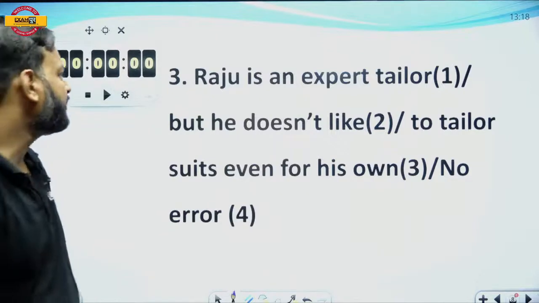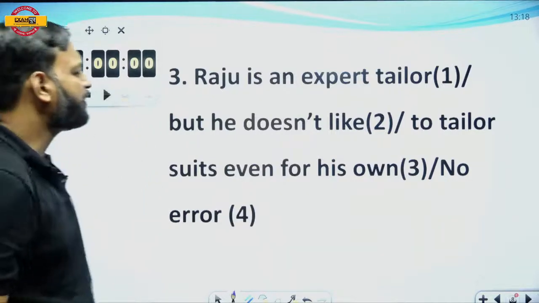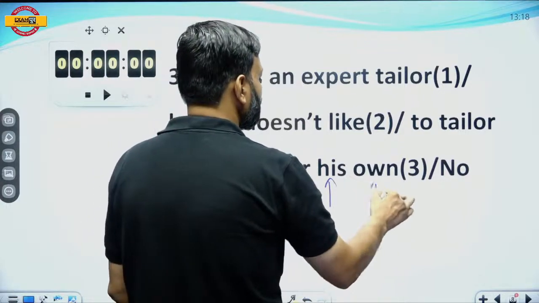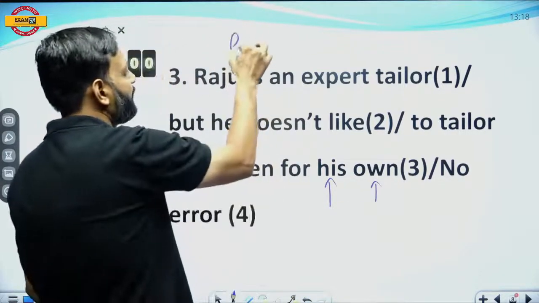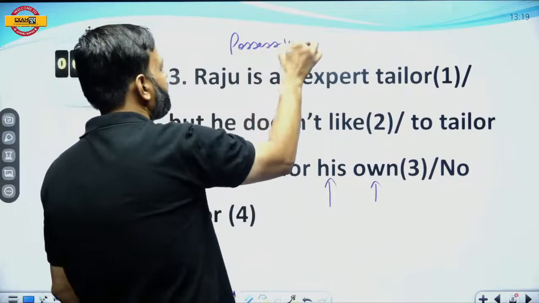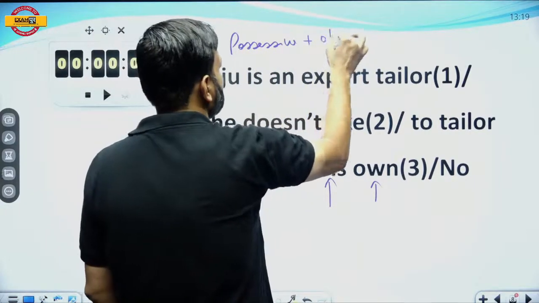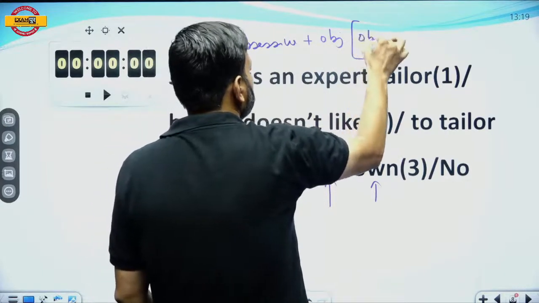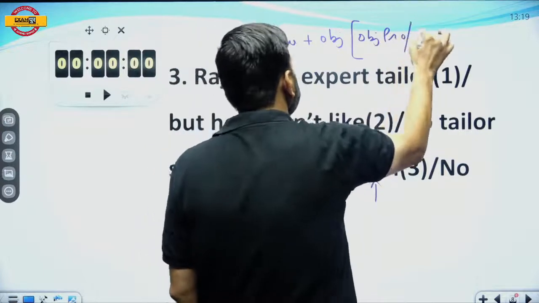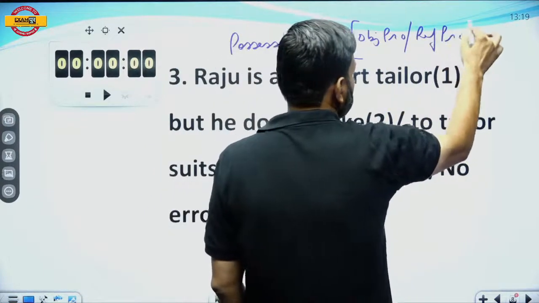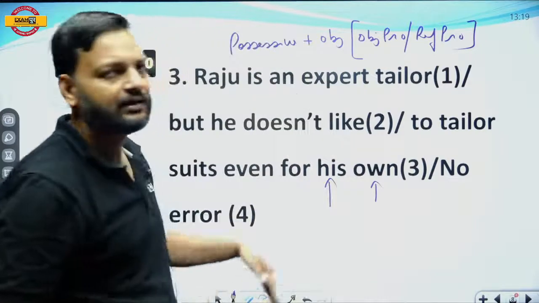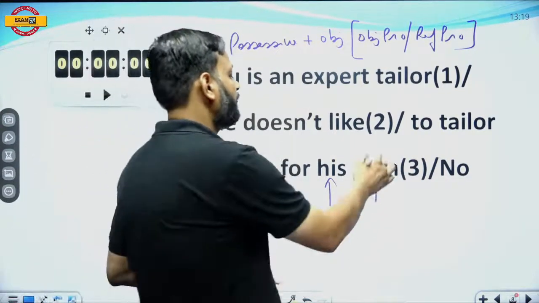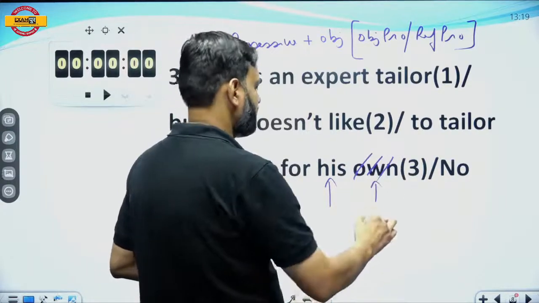Okay, in this sentence, his is a possessive word and own is also a possessive word, and after a possessive word we need an object. And what can be an object? An objective pronoun or a reflexive pronoun can be an object. So you cannot add any objective pronoun of your own. So in place of own we need to write the reflexive pronoun, which is himself.